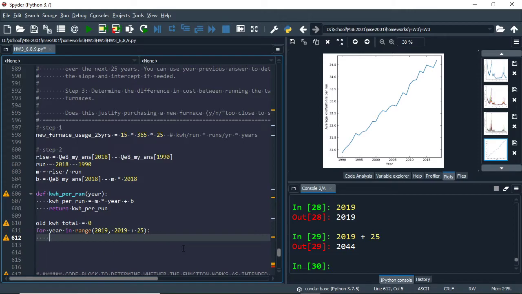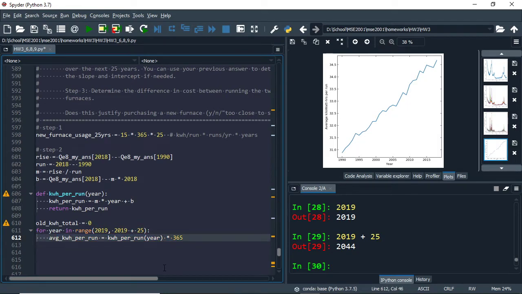So for year in this range from 2019 to 2043, since we don't include the endpoint, what we're going to do is get the average kilowatt hours per run for that year. So we're going to grab the average kilowatt hour per run at whatever year we're on, and multiply that by 365, because we have 365 days in a year. That'll give us the kilowatt hours in that year specifically, since each year has slightly different kilowatt hours per run on average.